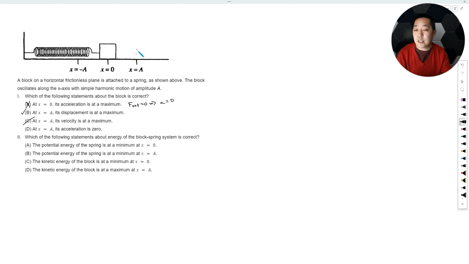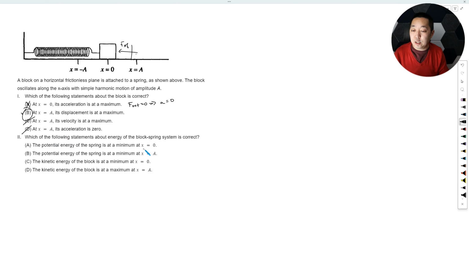And at x equals A, the acceleration is 0. Now, when we're over here, we have a huge spring force, right, that's going to be pushing it. And so that's why this one is B. Well, because if there's a force, then the acceleration can't be 0. The net force is not 0.